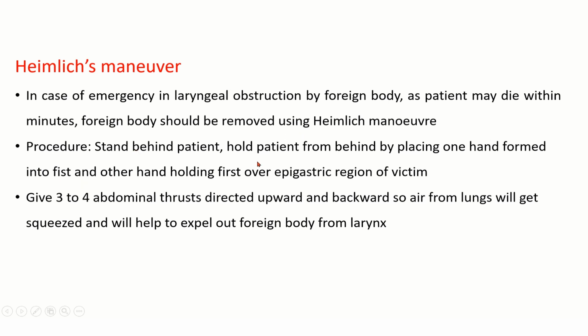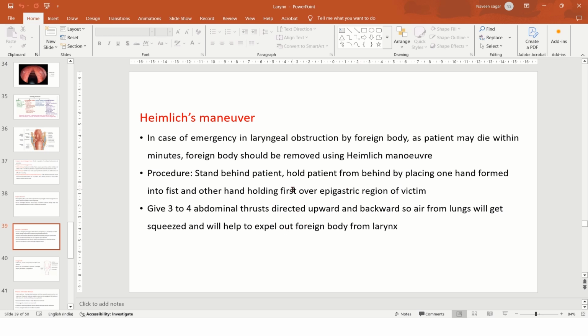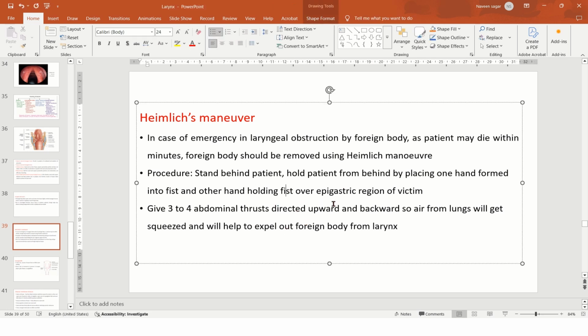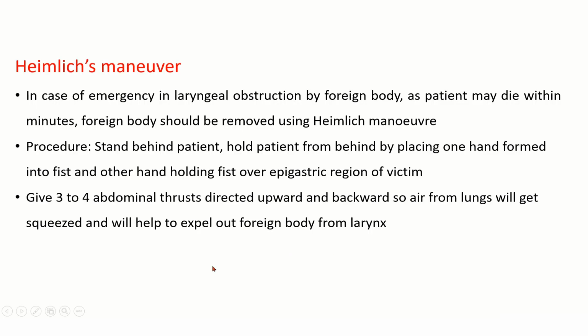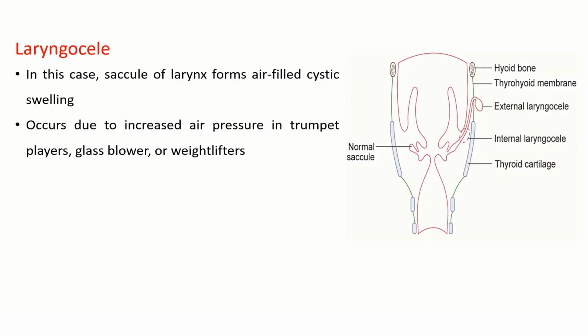So the procedure: stand behind the patient, and hold the patient from behind by placing one hand formed into a fist and the other hand holding the fist over the epigastric region of the victim. So it is the fist, fixed over the epigastric region of the victim. Give 3 to 4 abdominal thrusts directed upwards and backwards, so air from the lungs will get squeezed and will help to expel the foreign body from the larynx.